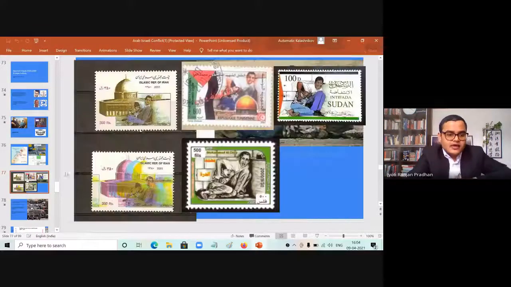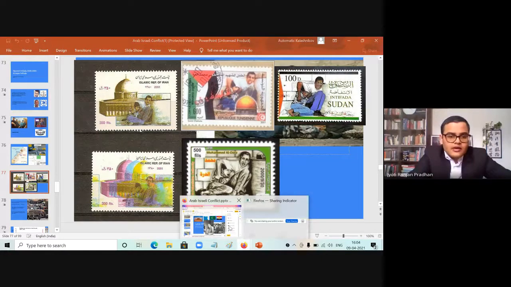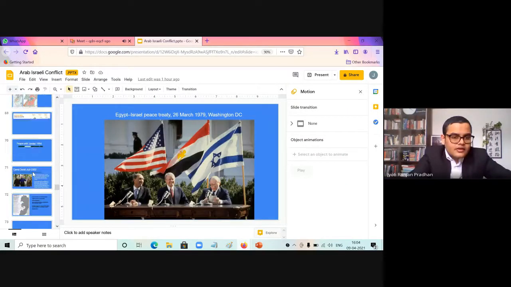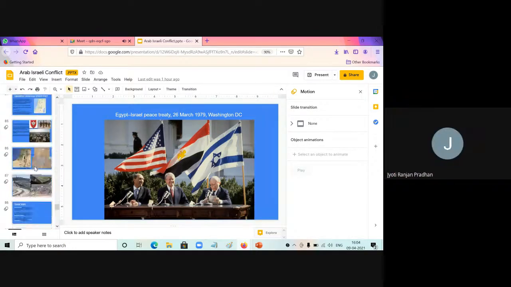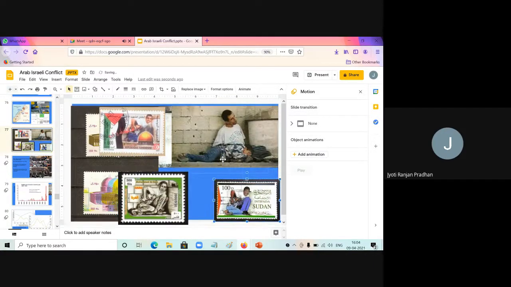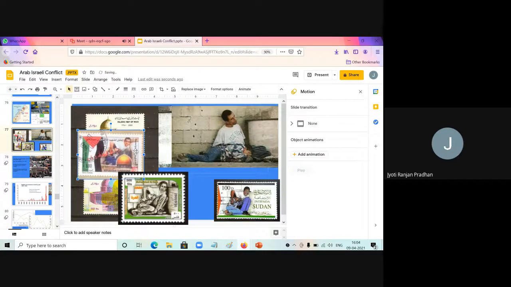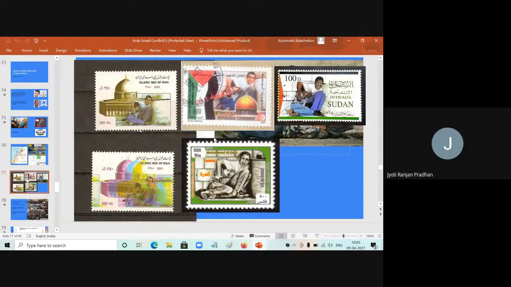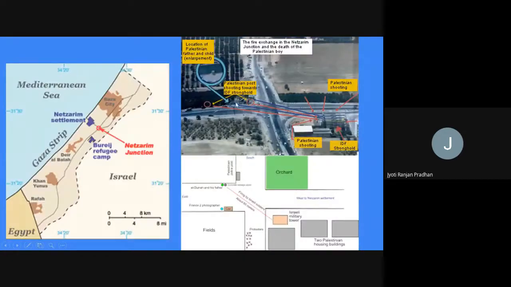I show you an image of the father and son. You can see there's this child lying down. This father and son, this image captures the imagination in the Arab streets. There is that Netzarim Junction that I showed you. This is where they are stuck.